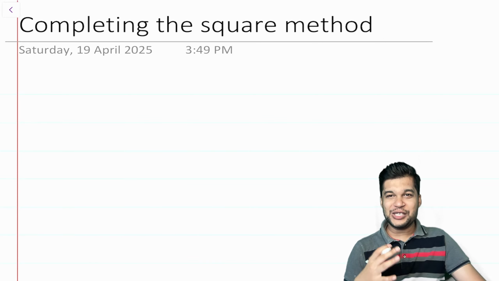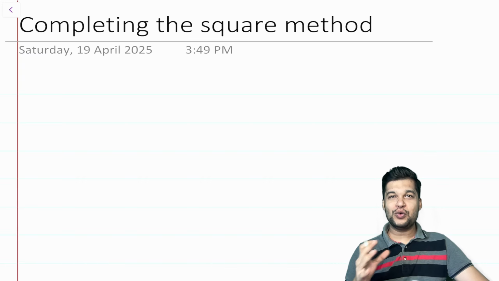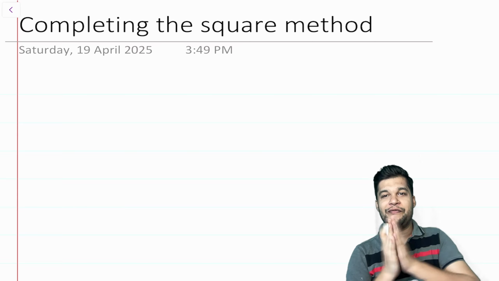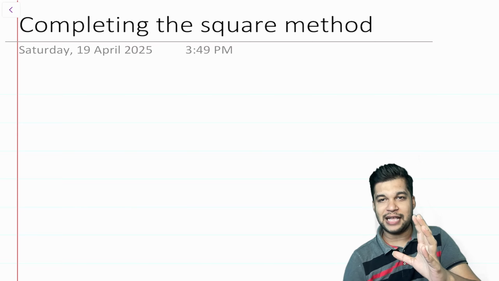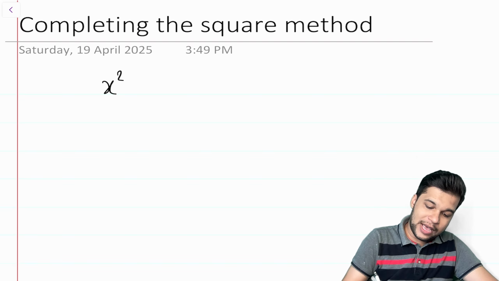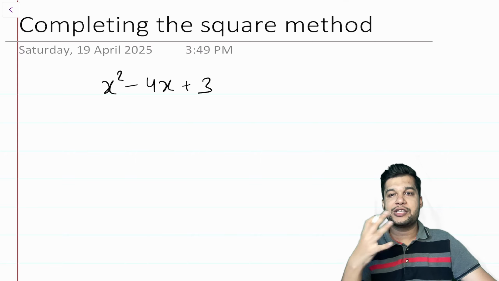So today in this video, we are going to learn how to complete the square of a quadratic function. Okay, so very important. Let's start from an example and I'm sure you will get it. So let's take an example. Let's say you have x square minus 4x plus 3. Let's say you have to complete the square for this.